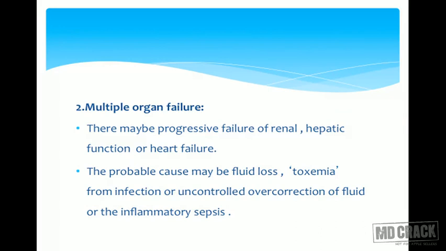Next we have got multiple organ failure. There may be progressive failure of renal and hepatic function along with cardiac failure. Probably the cause may be fluid loss, or toxemia from the infection, or uncontrolled overcorrection of fluid, or inflammatory sepsis leading to all these systemic multi-organ failure changes.